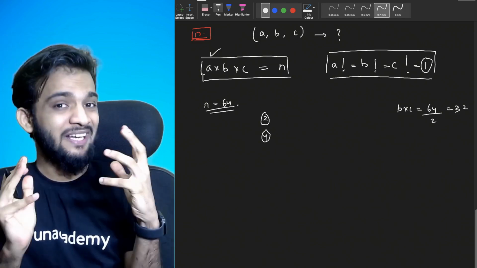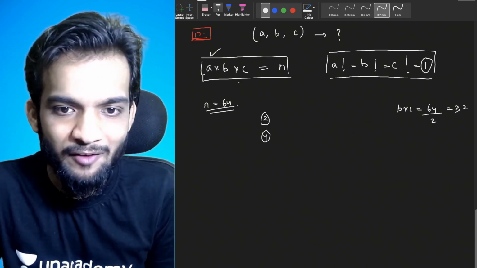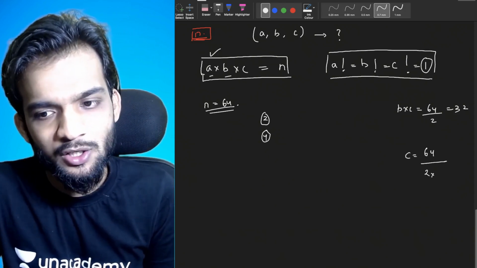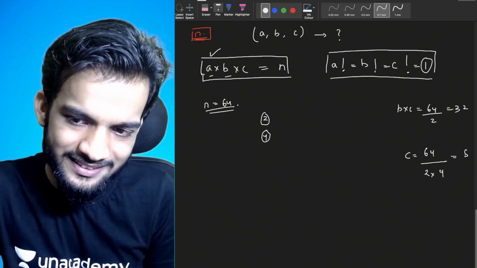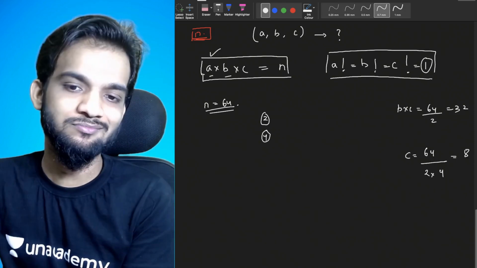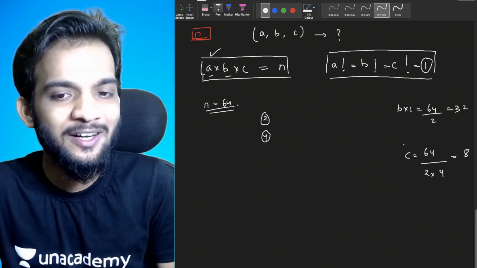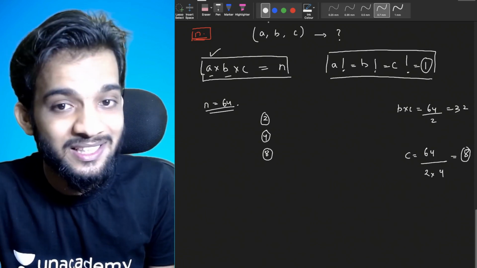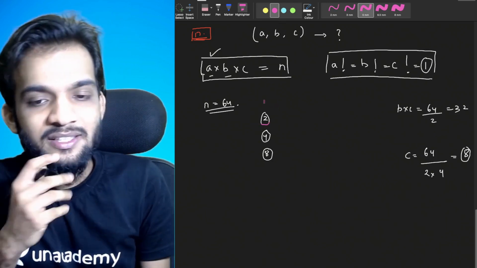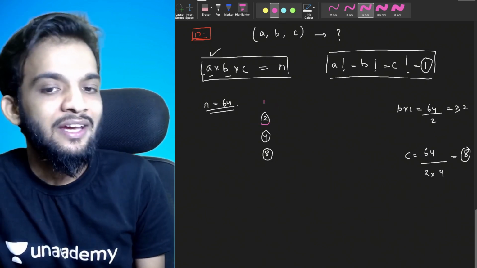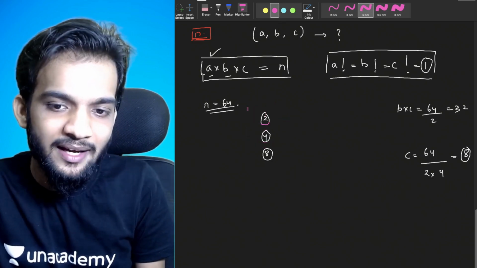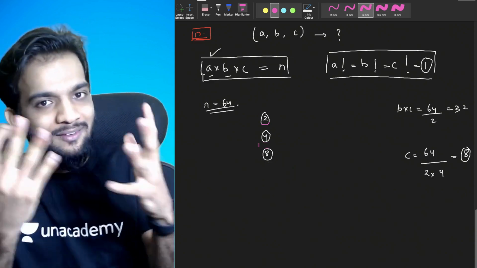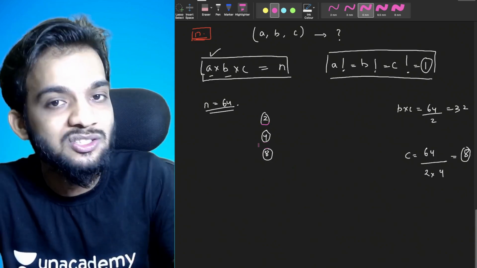Perfect. What's the next number? If I've got a and b, what will be c? c will be 64 by 2 crossed 4, that's 8. Do you actually need to find c? Obviously not. You don't need to search for the smallest factor, because the remaining element will automatically become c. Since you took the two smallest guys, it automatically makes sure that the third guy will be greater, if it exists.